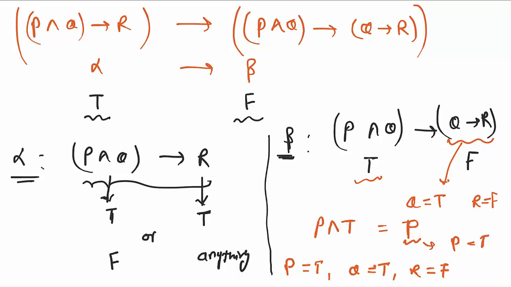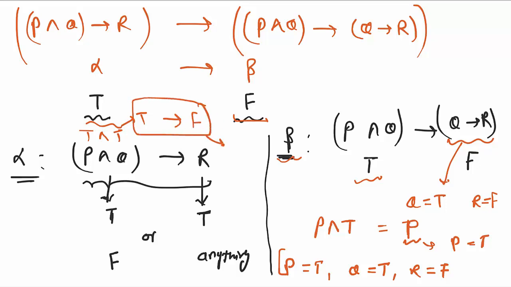At this combination, I am able to make this particular beta false. Now beta is false at these values. Now I need to take these values and check whether I am able to make alpha true. See, alpha is P and Q. P and Q is what? True and true. True and true is true. This is true. Implies R is what? False. So true implies false is what? False.